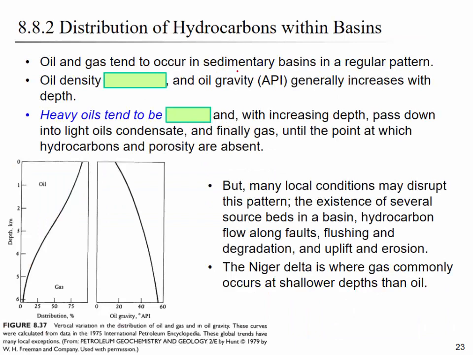Oil and gas tend to occur in sedimentary basins in a regular pattern. So this is quite an interesting and important point of petroleum geology. Oil density decreases with depth, and oil gravity, API, generally increases with depth. So as you go deeper, this figure shows that API increases. That means what? You have lighter oil as you go deeper, right? Light, and this is heavy. So heavy oil tends to be shallow, and with increasing depth, passes down into light oil, condensate, and finally gas, until the point at which the hydrocarbons and porosity are absent. Many local conditions may disrupt this pattern, and there are some exceptions, but generally you can find this kind of trend.